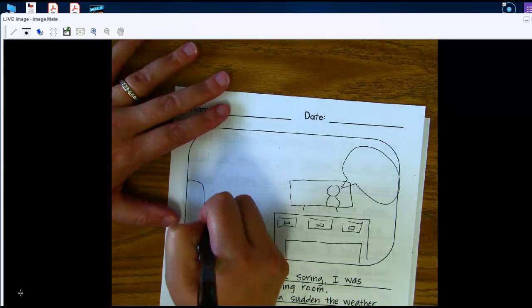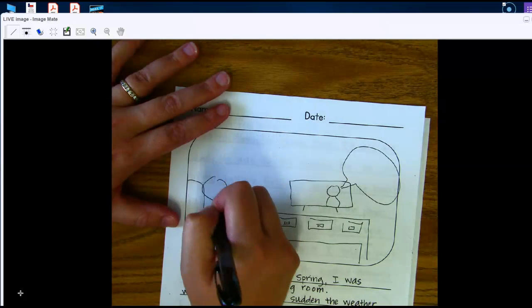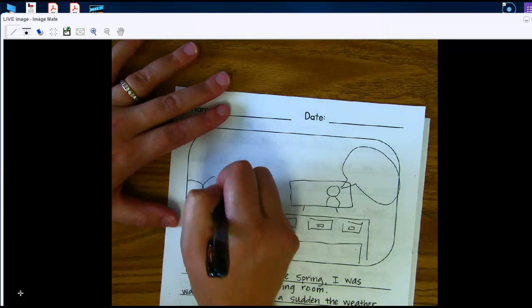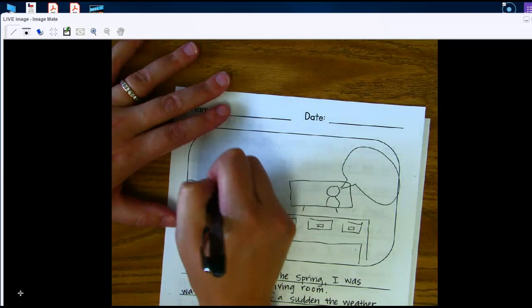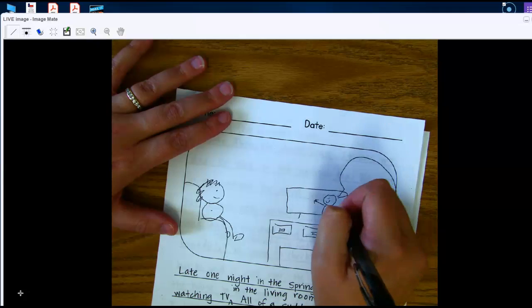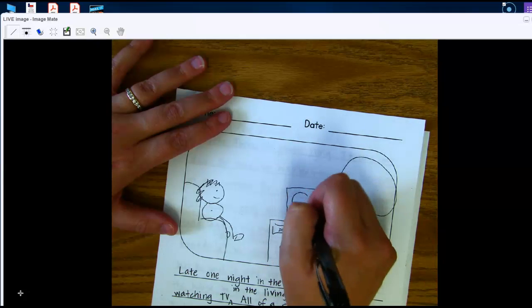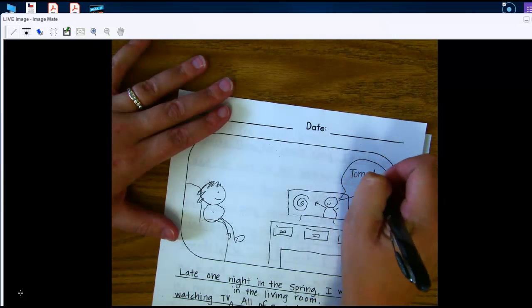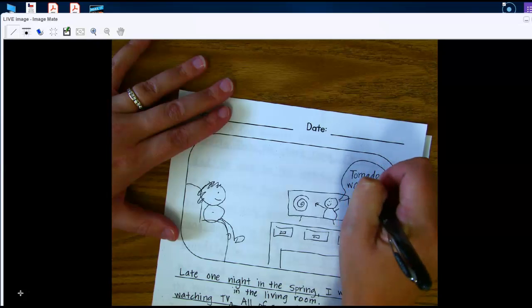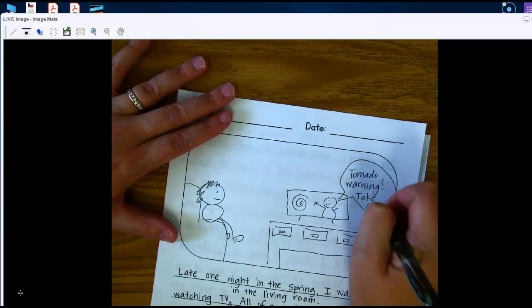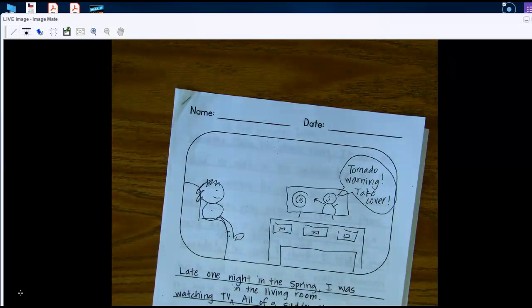and here's me in my chair, watching TV. Here's my hair. Okay, and I better give him some eyes, right? And he's pointing right here to a storm, a tornado. Okay, and he says, "Tornado warning." Now, I don't say he said, do I? I just put what he says because it's pointing to him, so I don't need to say. "Take cover." Okay, so there's my speech bubble. That's what's happening in my story.